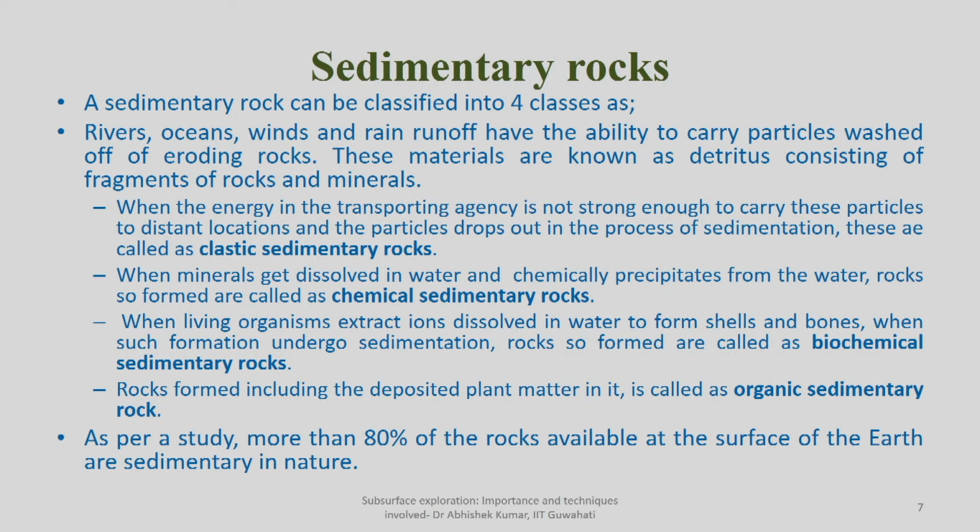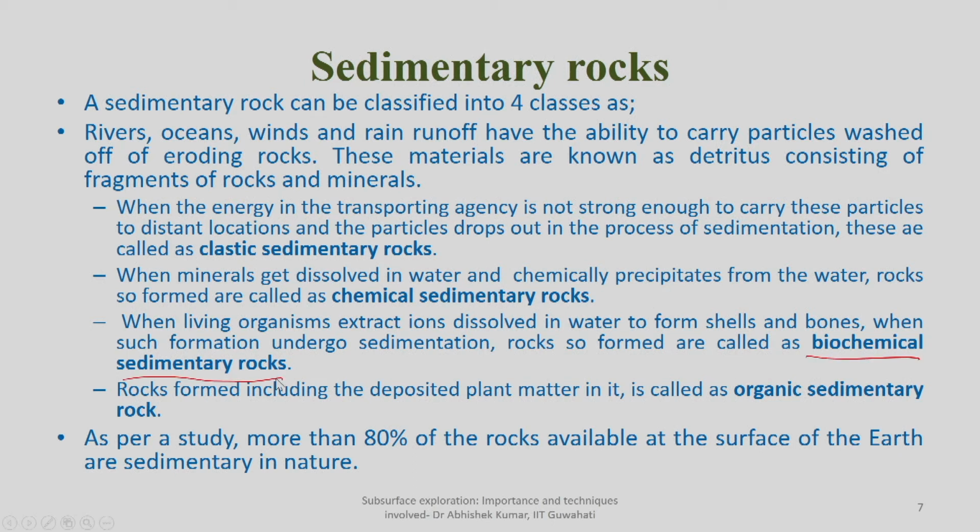Then the next one will be the rocks formed including deposited plant matter. So again, it depends upon the composition of the rocks. When the transporting agency is responsible for settling it, you call it clastic rock. When there is chemical precipitation happening, you call it chemical sedimentary rock. When the composition contains plant remains, you call it organic sedimentary rock. When there are shells and bones, because of the presence of organic material or organisms, the sedimentary rock formed is called biochemical sedimentary rock.